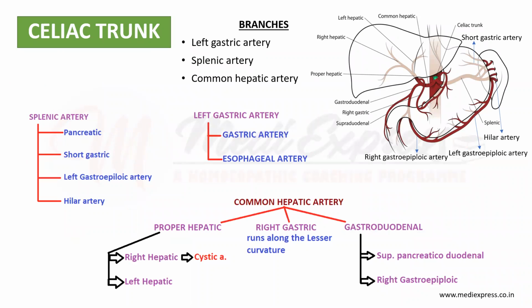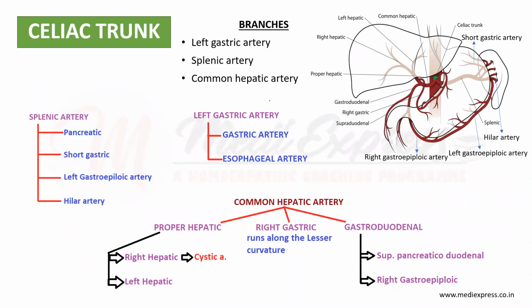Okay, now from here we have branches. The first one is the left gastric artery. We have a splenic artery and a common hepatic artery. You can see we have a common hepatic artery over here. Then we have a splenic artery, and then we have a gastric artery.